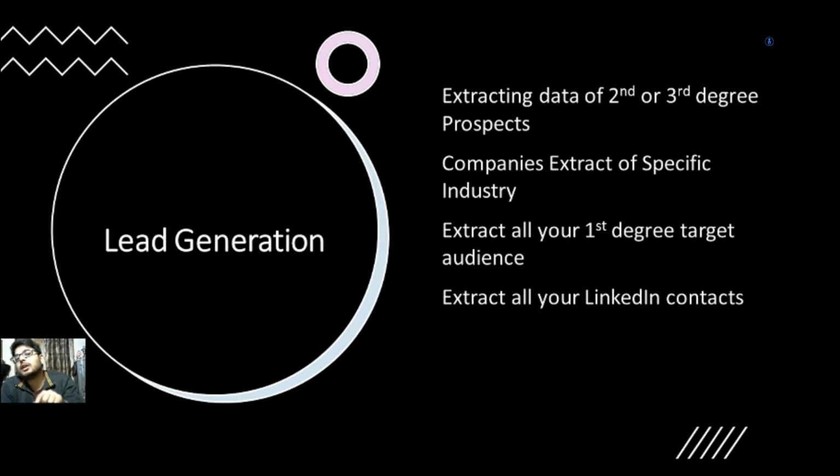So in this particular class, guys, we are talking about lead generation, that is, how to use an automation tool for lead generation. We're going to do the following activities today: extract a list of second or third degree prospects that are our target audience, and then extract companies that are our target audience. We're going to extract all our first degree connections who are our target audience, and then in the end, how to extract all your LinkedIn contacts, who may or may not be your target audience.